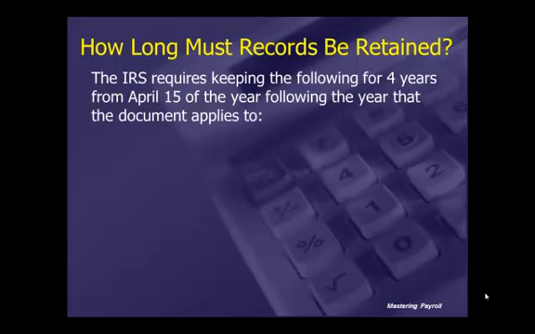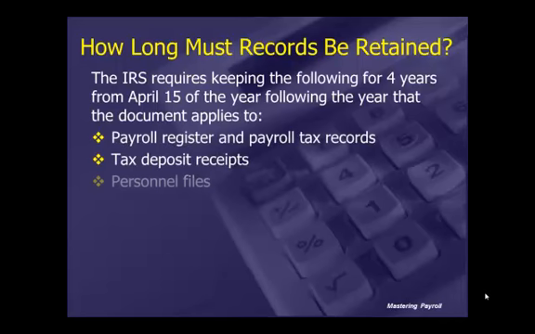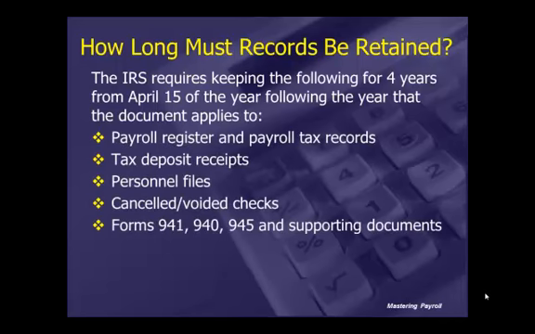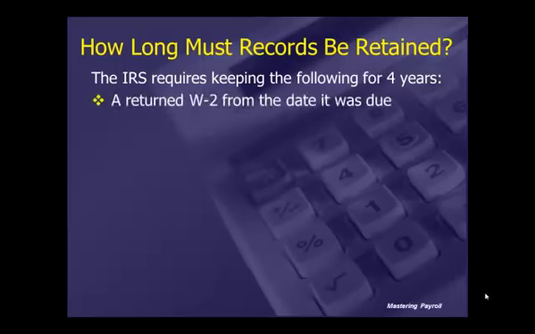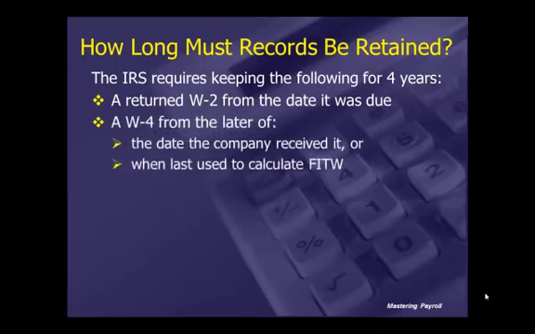The IRS requires keeping the following for 4 years from April 15th of the year following the year that the document applies to: payroll register and payroll tax records, tax deposit receipts, personnel files, canceled, voided checks, the forms we've just gone through, 941, 940, 945, and all the supporting documents for those forms. The IRS also requires the keeping of the following for 4 years: a return W-2 from the date it was due, a W-4 from the later of the date the company received it or when last used to calculate federal income tax withholding.